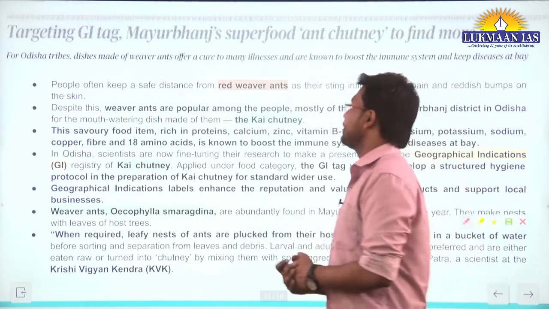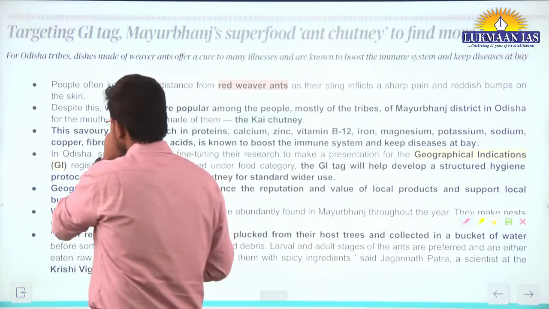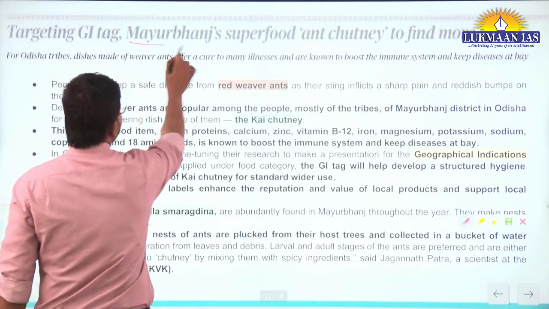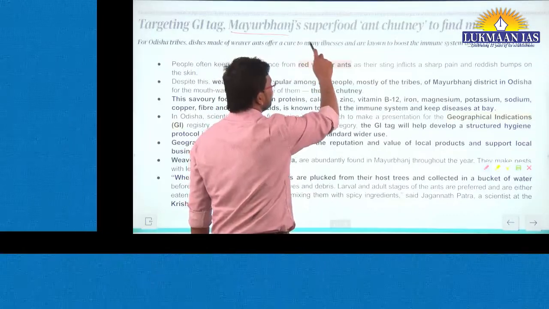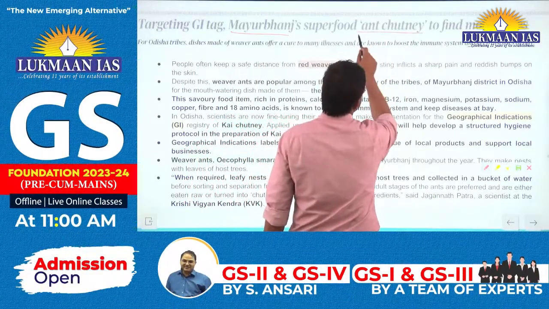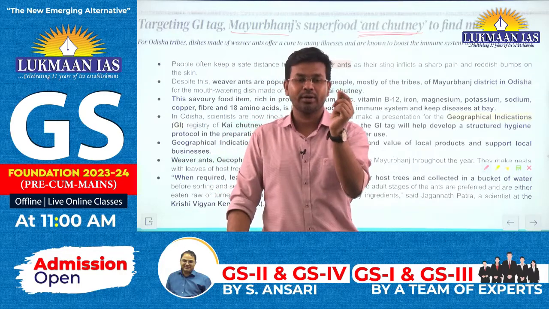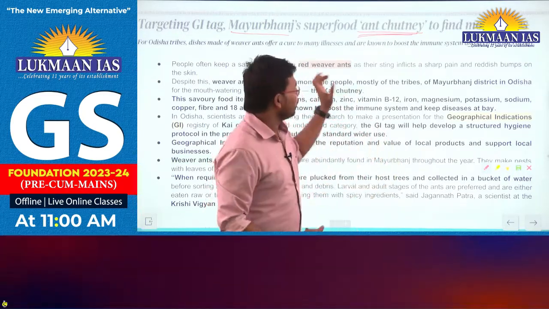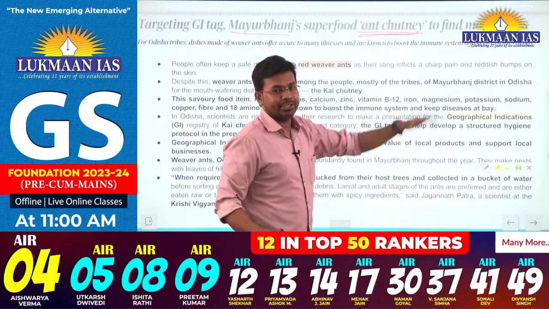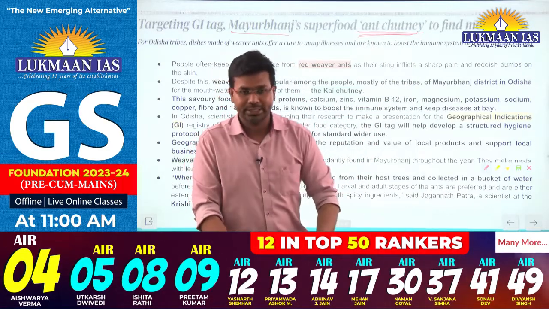Now here we will understand about the Mayurbhanj district's superfood, which is known as ant chutney. Ant means a kind of small ant you might have seen. So these people prepare ant chutney in Mayurbhanj district.